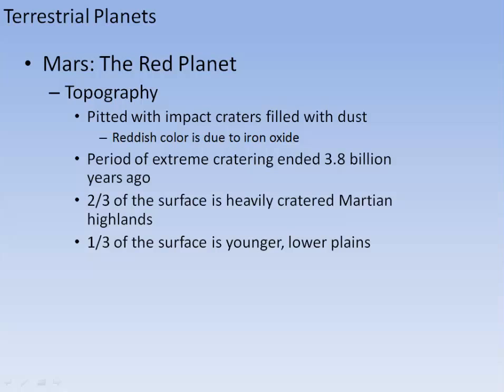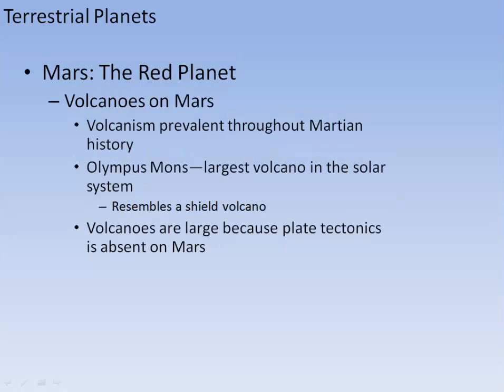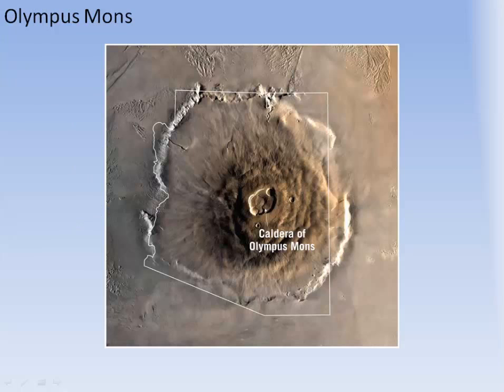The period of extreme cratering ended 3.8 billion years ago. 2/3 of the surface is heavily cratered Martian highlands. 1/3 of the surface is younger lower plains. Volcanoes on Mars: volcanism was prevalent throughout Martian history. Olympus Mons is the largest volcano in the solar system. It resembles a shield volcano. Volcanoes are large because plate tectonics is absent on Mars.